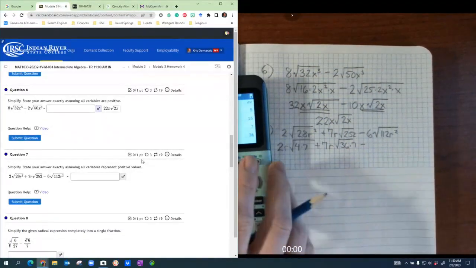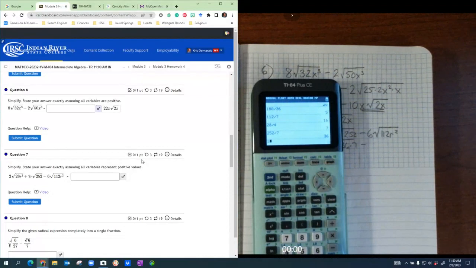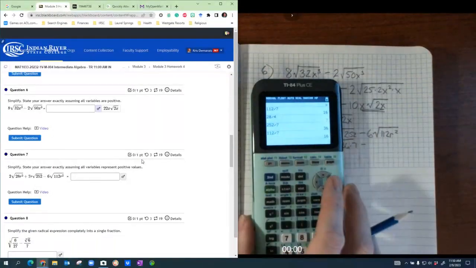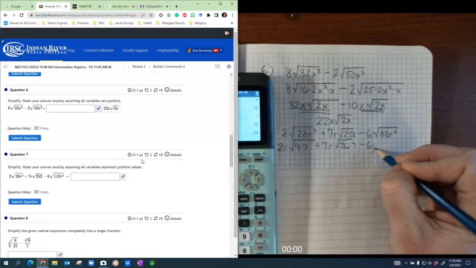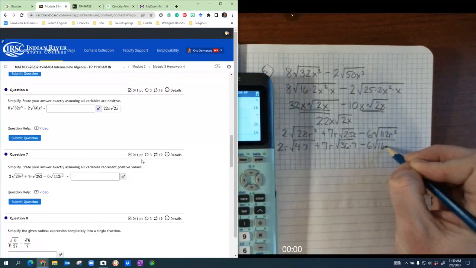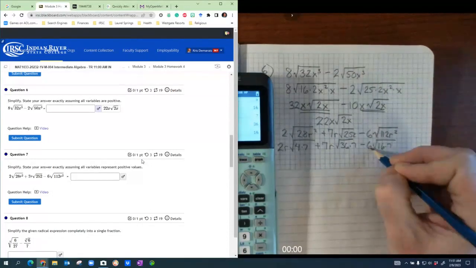Now I have 112. Well, I'm going to see what 112 divided by 7 is. Does that work? It does. 16 times 7 is 112. So that's a magic number because 16 is a perfect square. So I'm going to go ahead and take 16 times 7. And then the R I'm going to bring out in front of it.